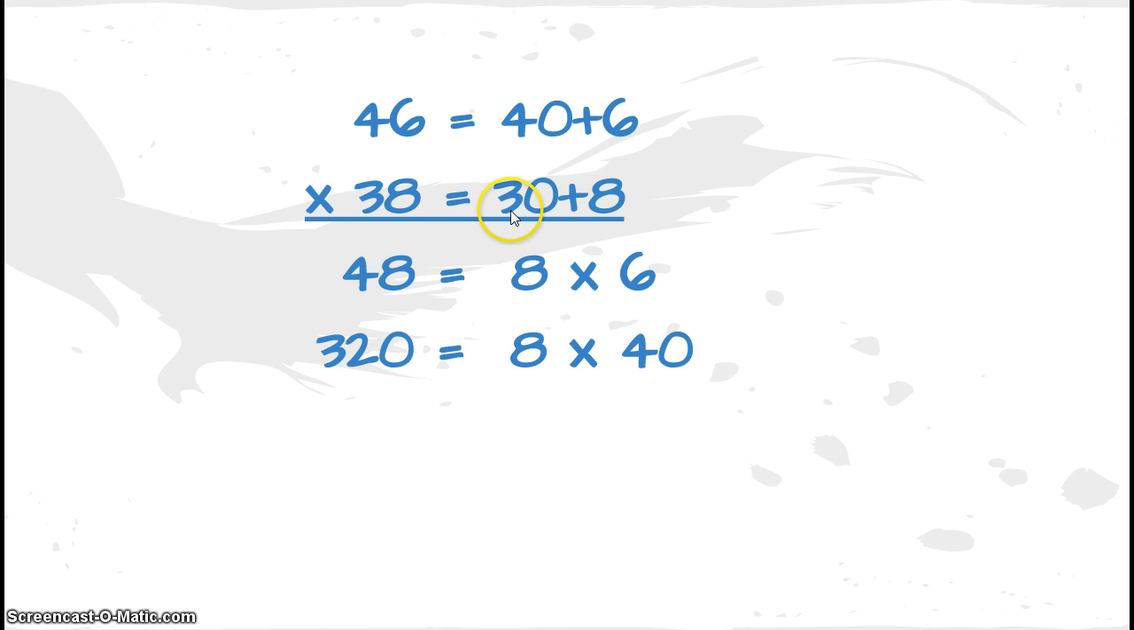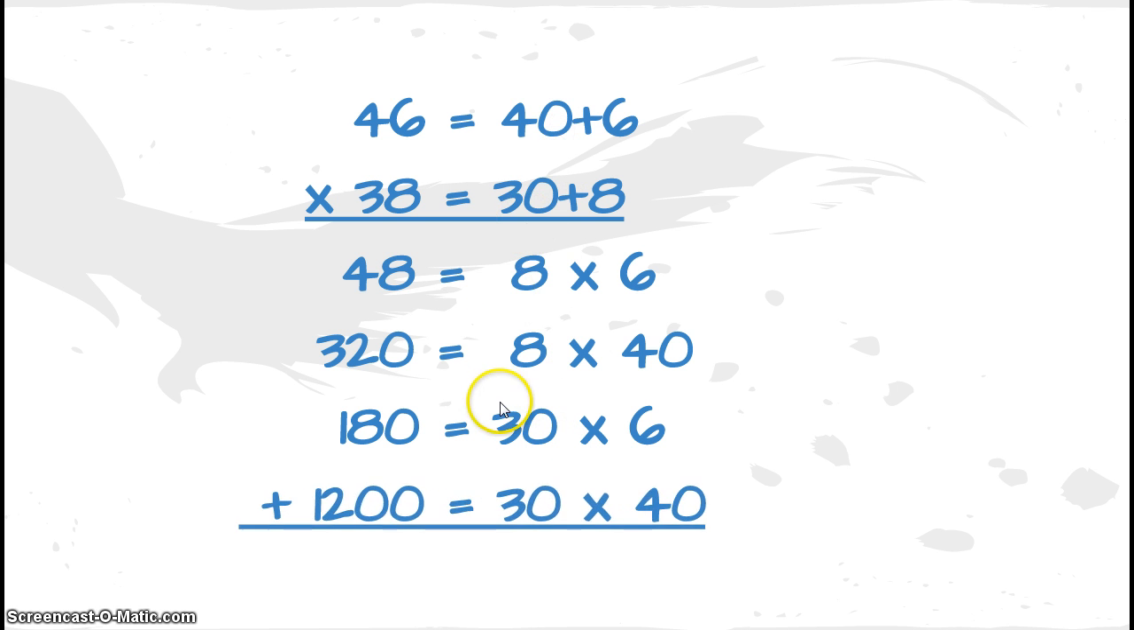Okay, next step, we're multiplying by our tens. 30 times 6 equals 180. 3 times 6 is 18 plus a 0. And finally, 30 times 40, which is 1200. 3 times 4 is 12, and I add my two zeros here. These are my four partial products. If I add these up, I then get 1,748. Pretty cool, isn't it?